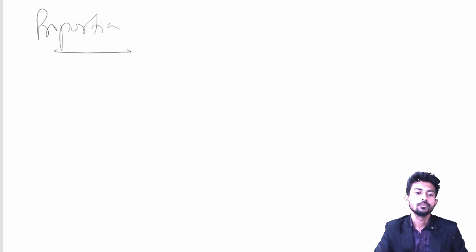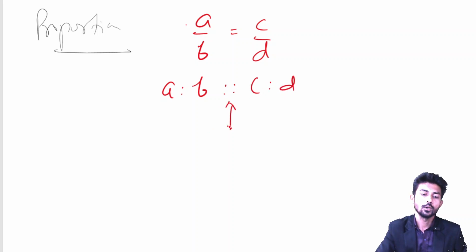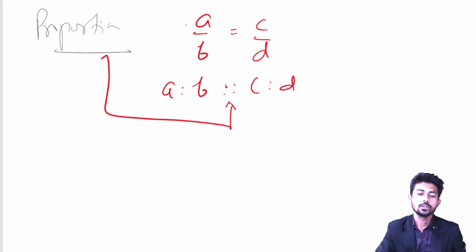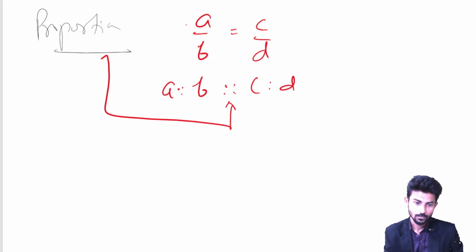In proportion, we write two ratios as equal. Let's suppose we have A by B, and that is equivalent to some other ratio, C by D. So this is known as a proportion. Also we can write in terms of ratio, like A ratio B is proportionate to C ratio D. So this is the sign of proportion, which is like this, while this is meant to be equal.